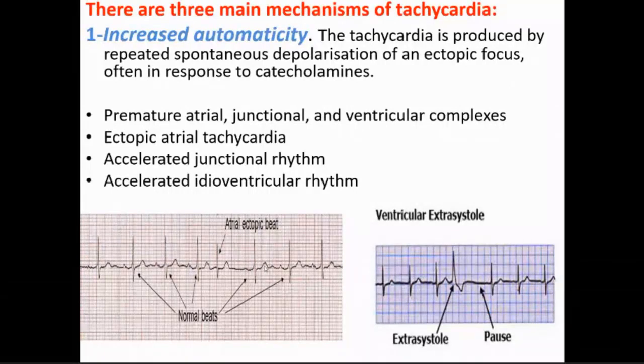So examples of this increased automaticity are, for example, junctional, premature atrial or ventricular complexes, ectopic atrial tachycardia, accelerated junctional rhythm, accelerated idioventricular rhythm. All of them are examples of increased automaticity. Let's go to the most simple one, the ectopic beats. These ectopic beats, which I'm sure you've all heard of, we call a migrating beat. Sometimes one feels it, for example a strong beat comes in the heart, or an irregular focus of beat that the patient feels in the chest. We call it ectopic beats.